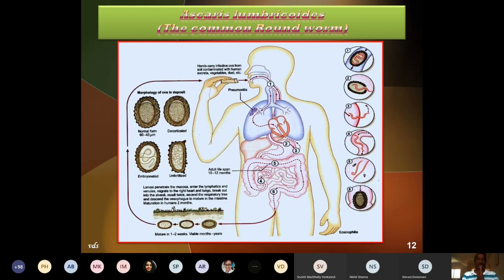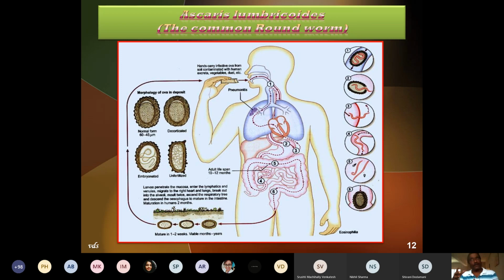Now we are going to study the life cycle. As I told you, man is the only host. In patients who are suffering from ascariasis, infection with Ascaris, the adult worms are present in the intestine, mate together, and fertilized eggs are liberated. These fertilized eggs are thrown out in the feces and may contaminate the food articles as well as the water resources. Man gets infection by consumption of water or food articles.